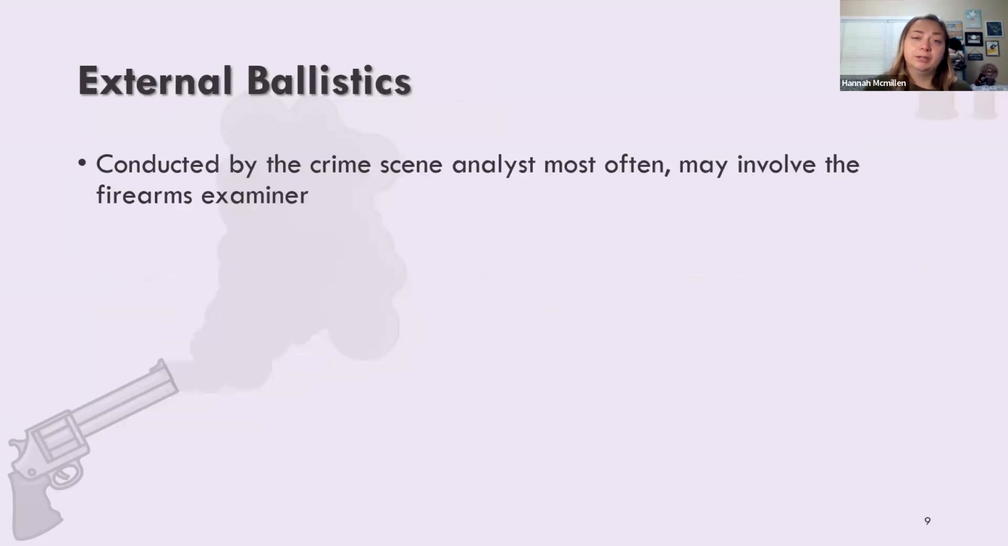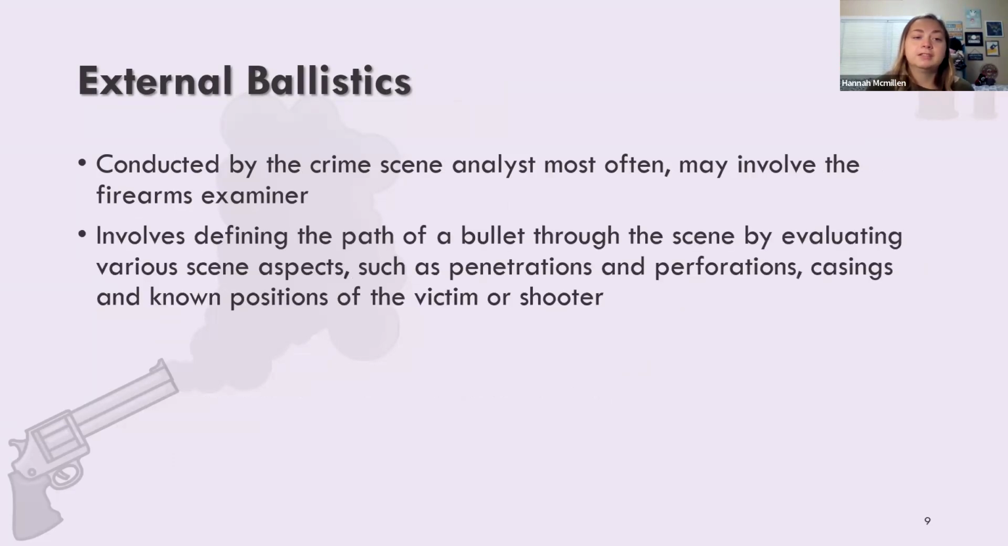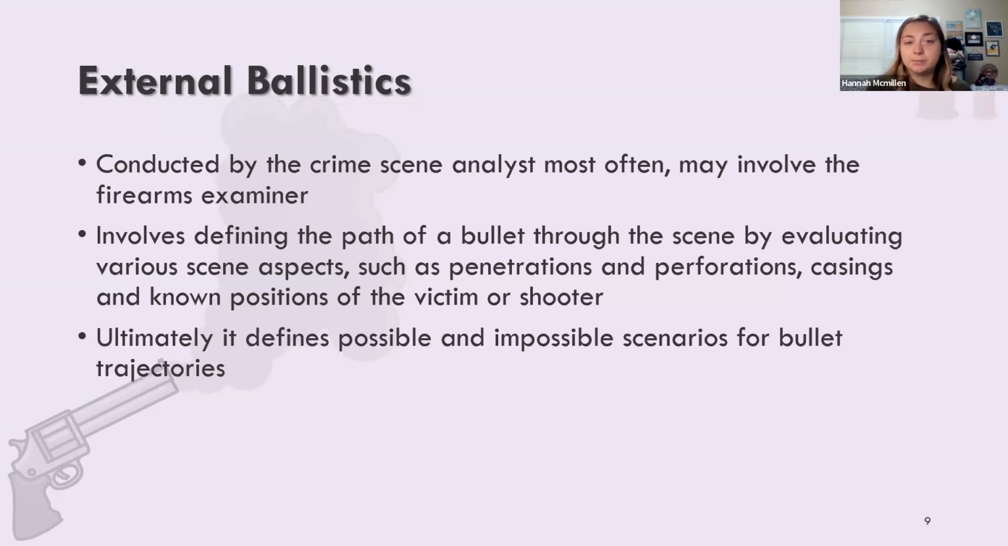So when it comes to external ballistics, this is conducted by the crime scene analyst most often and may involve the firearms examiner. This involves defining the path of a bullet through the scene by evaluating various scene aspects like penetrations, perforations, cartridge cases, and known position of the victim or shooter. So ultimately, it defines possible and impossible scenarios for bullet trajectories.